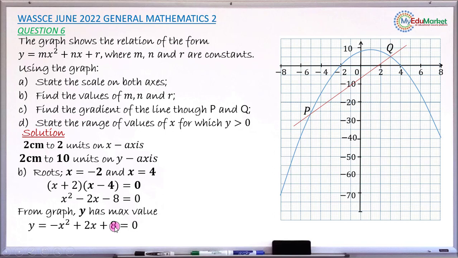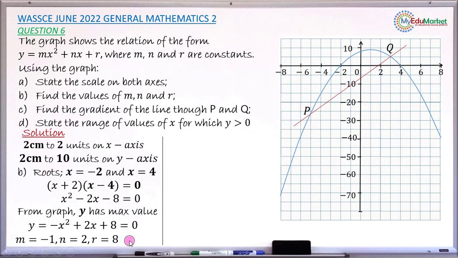So if you now compare this and this, you now discover that the value of m will now be minus 1, because it is minus 1 here, the coefficient of the square term. The value of n is now 2, because the coefficient of x, which is here, n is 2 in this case, so n is equal to 2. And the constant number r in this very equation is now positive 8, so you have r equals to 8. So that answered question number B.